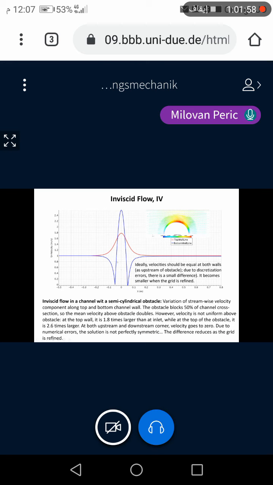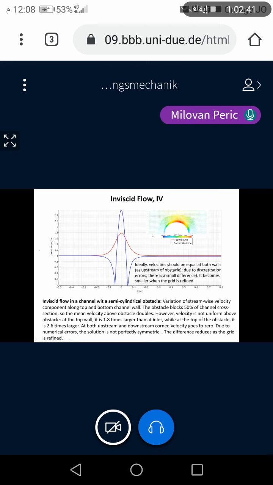Then there is a very rapid increase in velocity, and it goes to 2.6 times larger velocity at the top of the obstacle. And then it drops again to 0, and here to something which becomes also slightly negative in the downstream corner. And then it recovers. And you see here what the numerical error is. So ideally the velocity downstream should be the same as upstream. We should have a fully symmetric solution, but because we're using a finite mesh, there are discretization errors, and that's why these two velocities don't match.